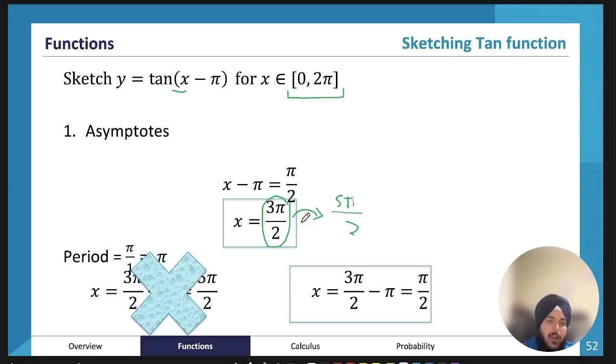You can also go backwards as well, subtracting pi, so pi on 2, and so on and so forth. But we're only drawing from 0 to 2 pi, so just really take that into account.